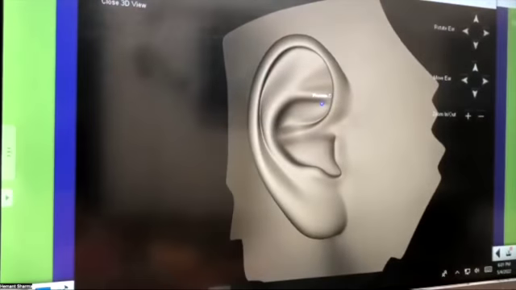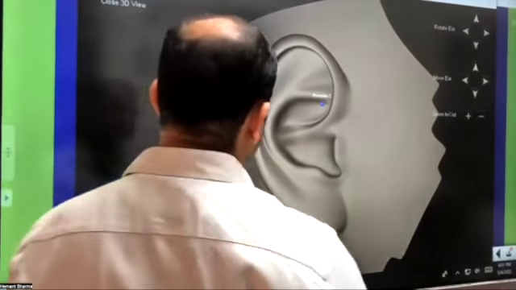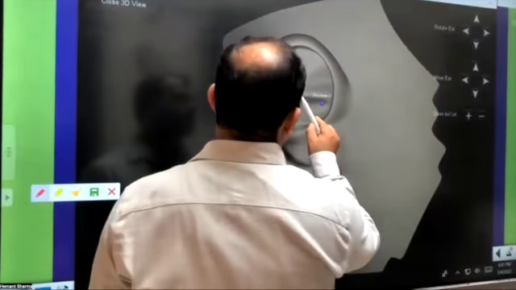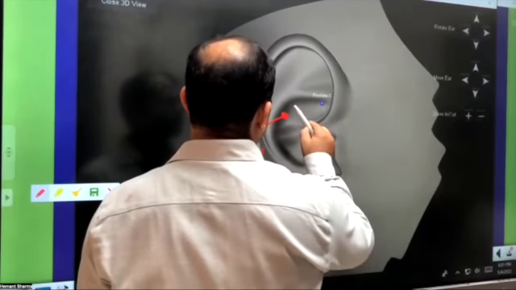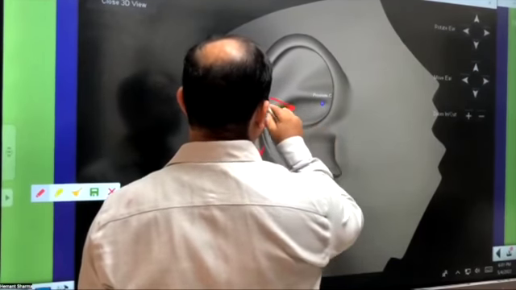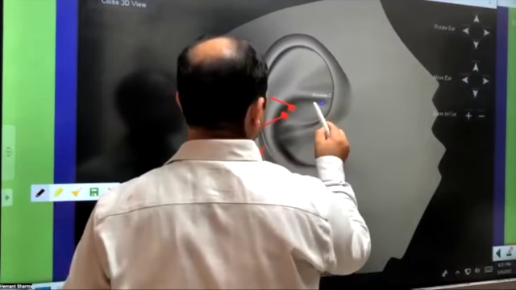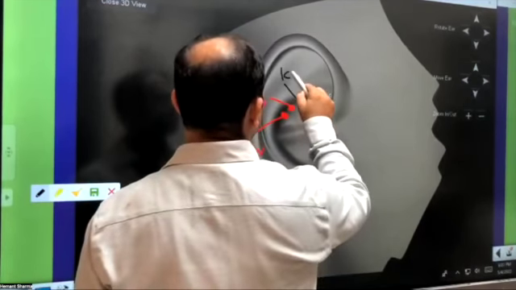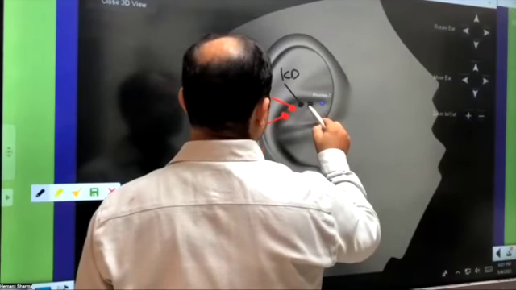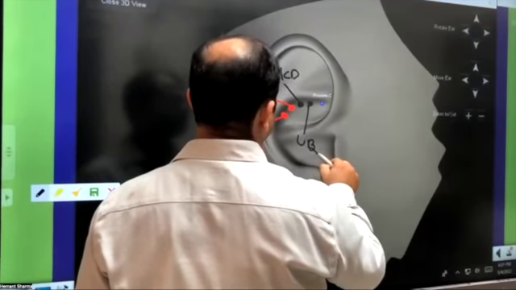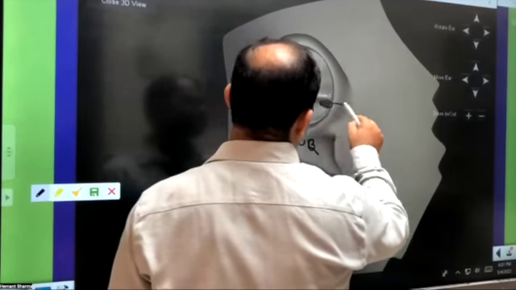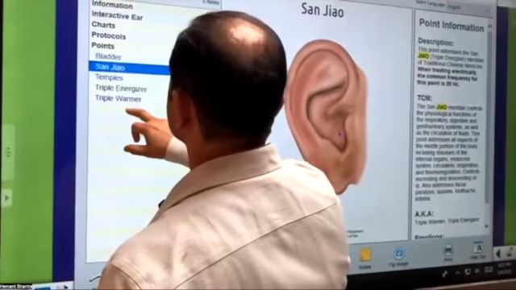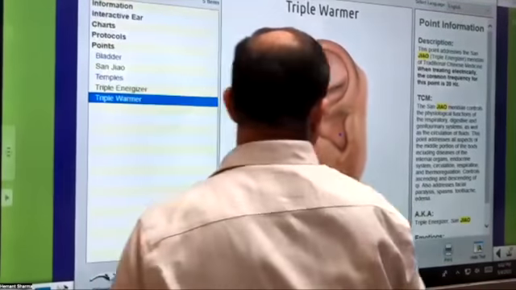So look at the prostate point. Here we have liver. Here we have gallbladder. Then the kidney. Then the urinary bladder. And then the prostate. The prostate is lying till here. This is the prostate. Okay, let's go ahead and see the another point.